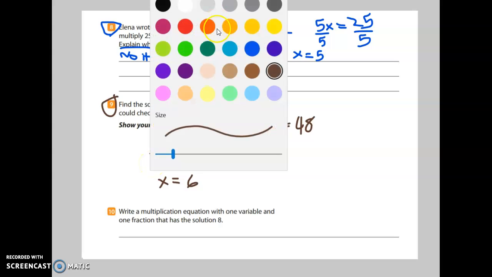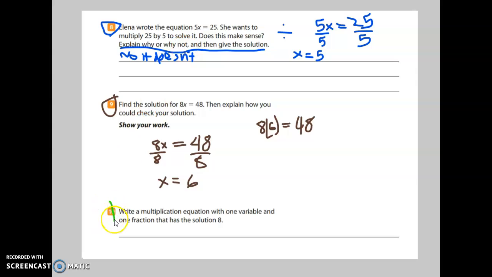Let's look at number 10. I'm going to do bright green like a Hulk over here. Write a multiplication equation with one variable and one fraction that has a solution, the solution 8. Okay, so we need to be multiplying, and our variable has to basically equal 8. And it needs a fraction as well.